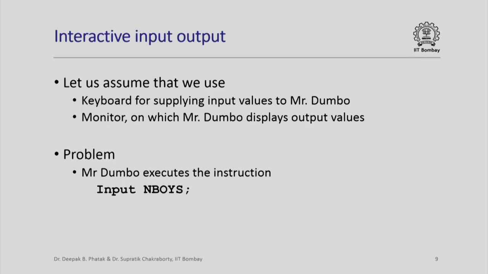Assume then that an input operation will require that we type in a value on a keyboard, and an output operation will cause Mr. Dumbo to bring a value and display it on the monitor. But there is a problem. Imagine that Mr. Dumbo is executing the instruction input n boys. Let us see what happens.